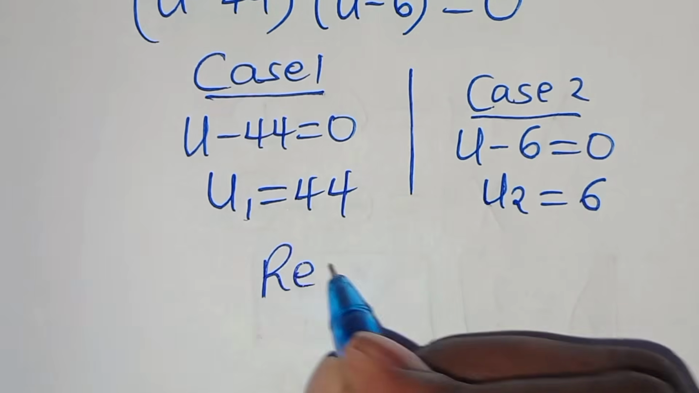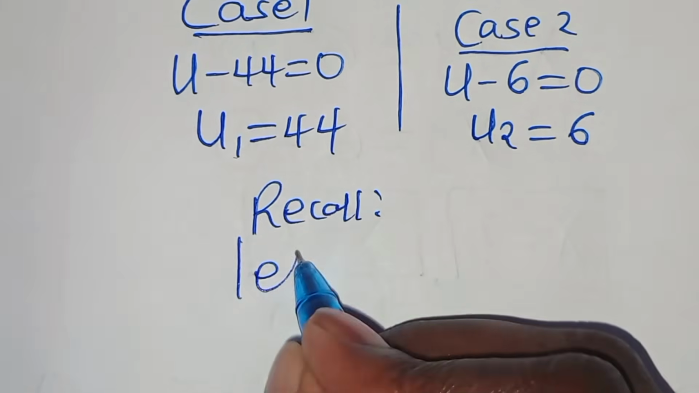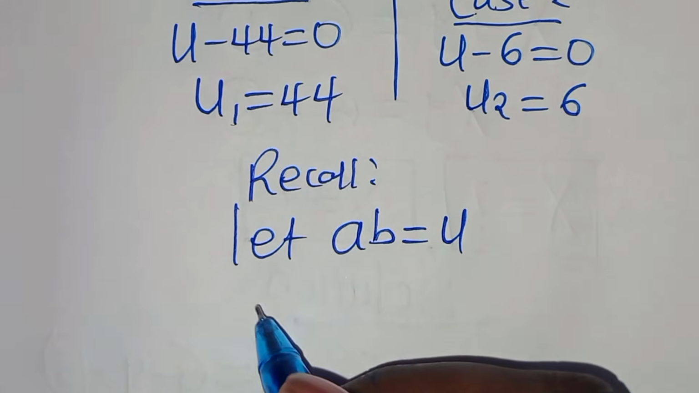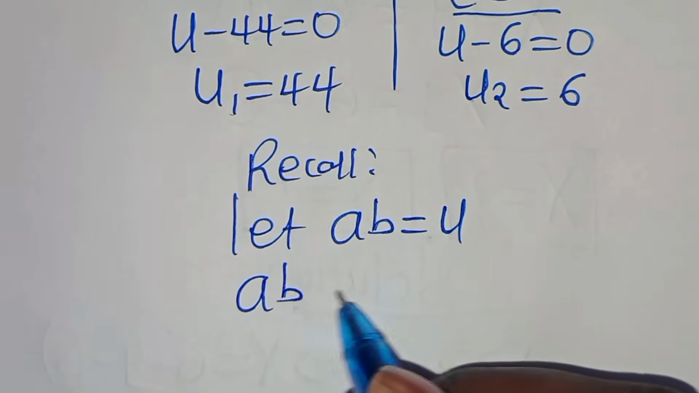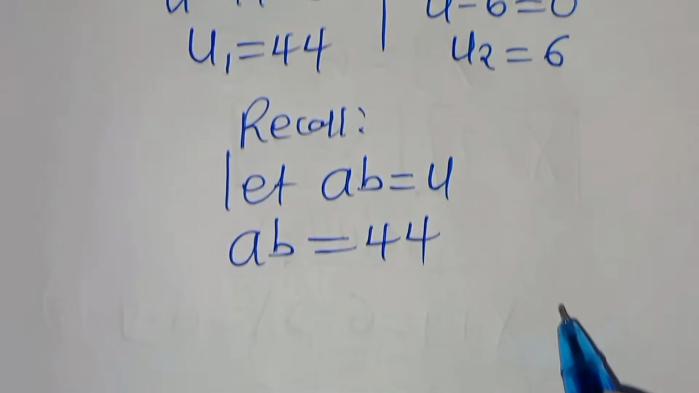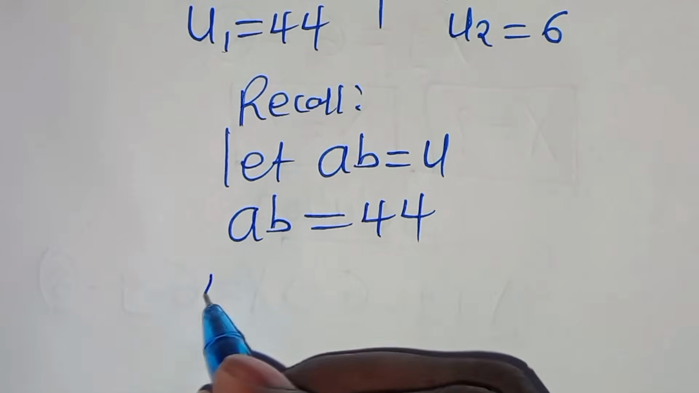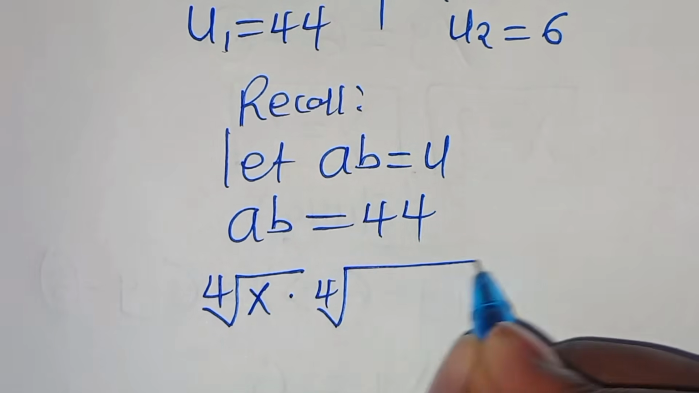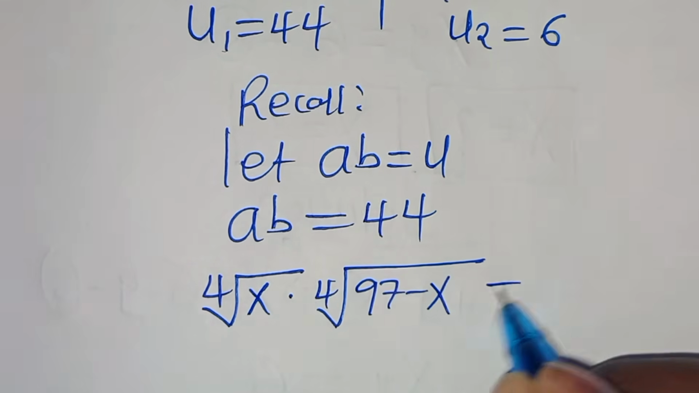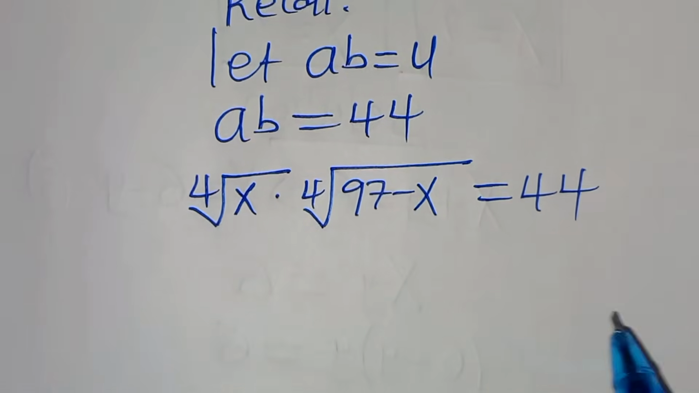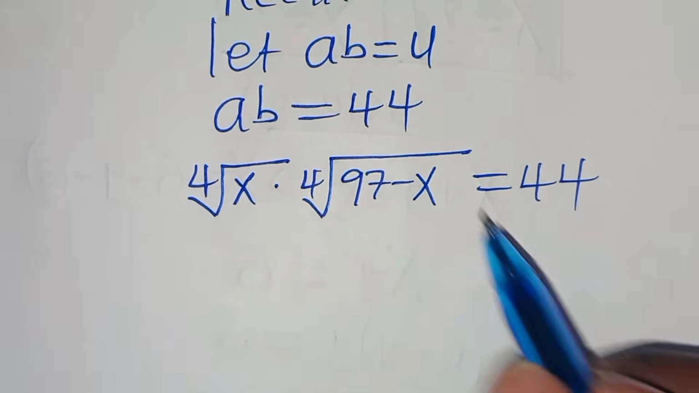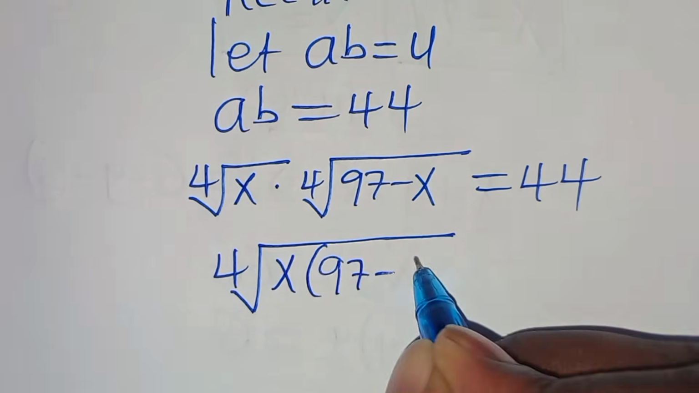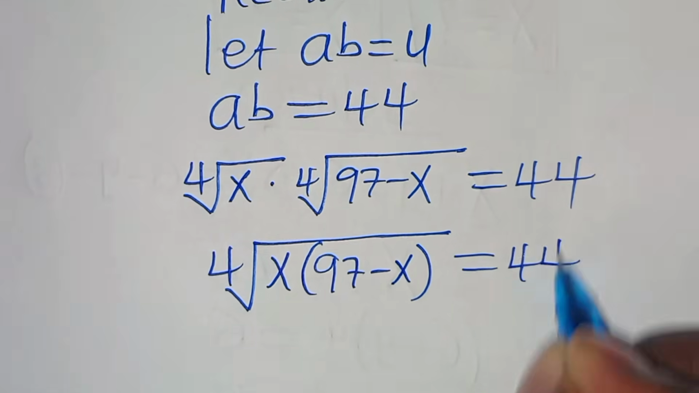Now, if you recall, we said that we let a times b be equal to u. Substituting this, from u1 here, we have ab equal to 44. Again, if you recall, a is actually the fourth root of x multiplied by b, which is the fourth root of 97 minus x. This is equal to 44. Now, the fourth root of x times the fourth root of 97 minus x is the fourth root of x multiplied by 97 subtract x, equal to 44.